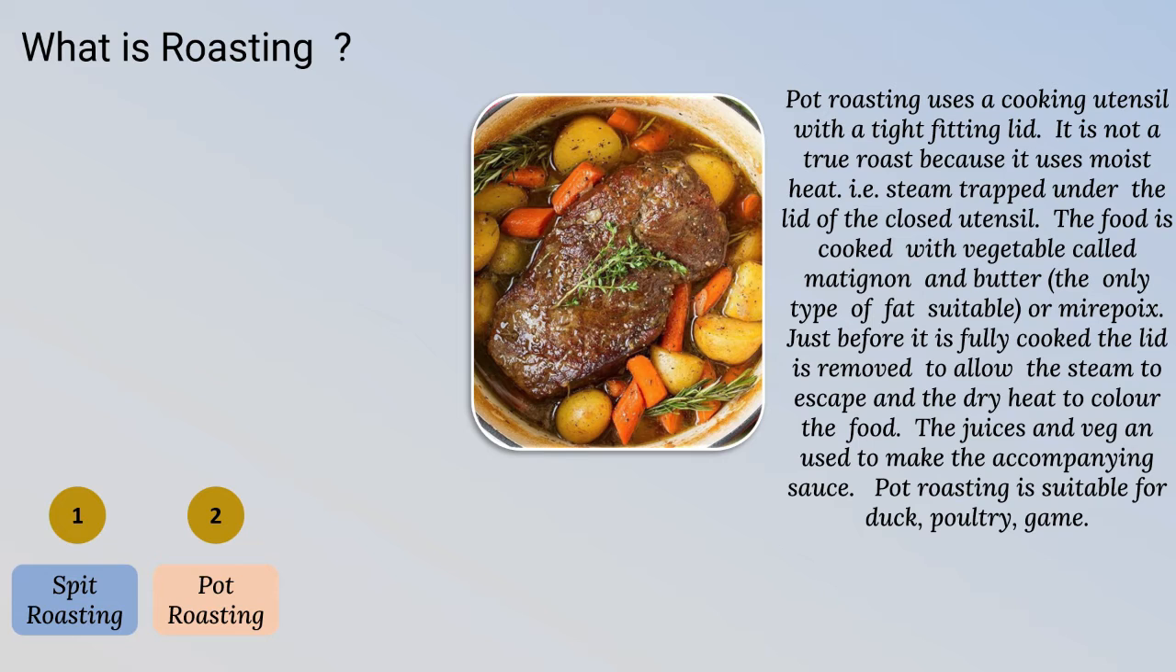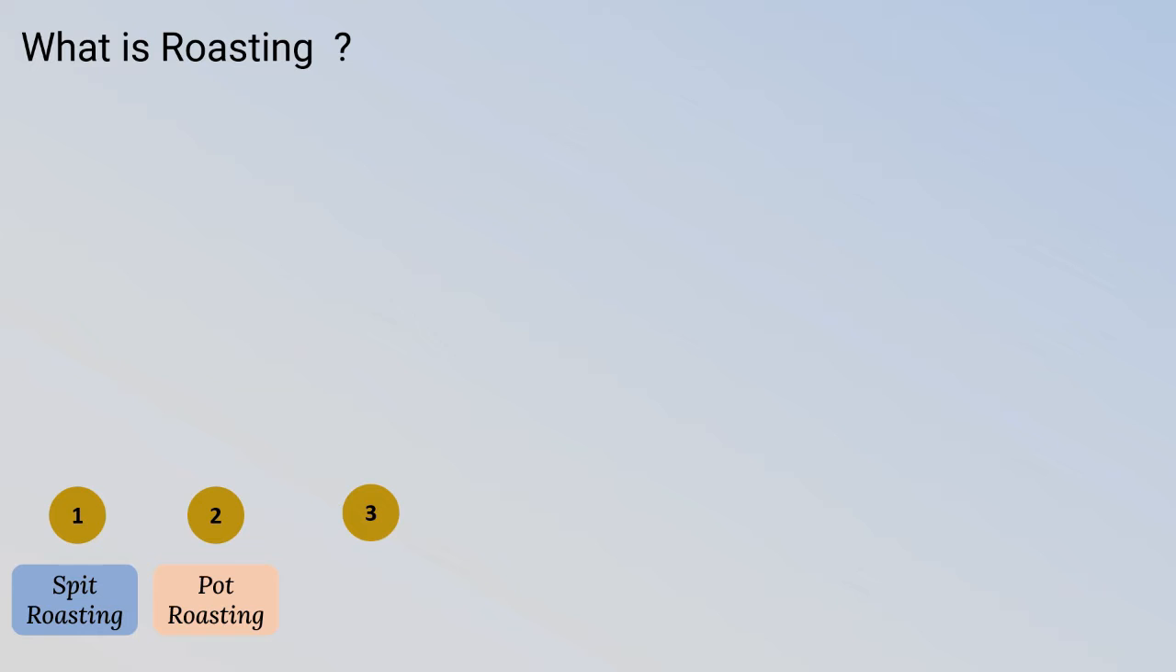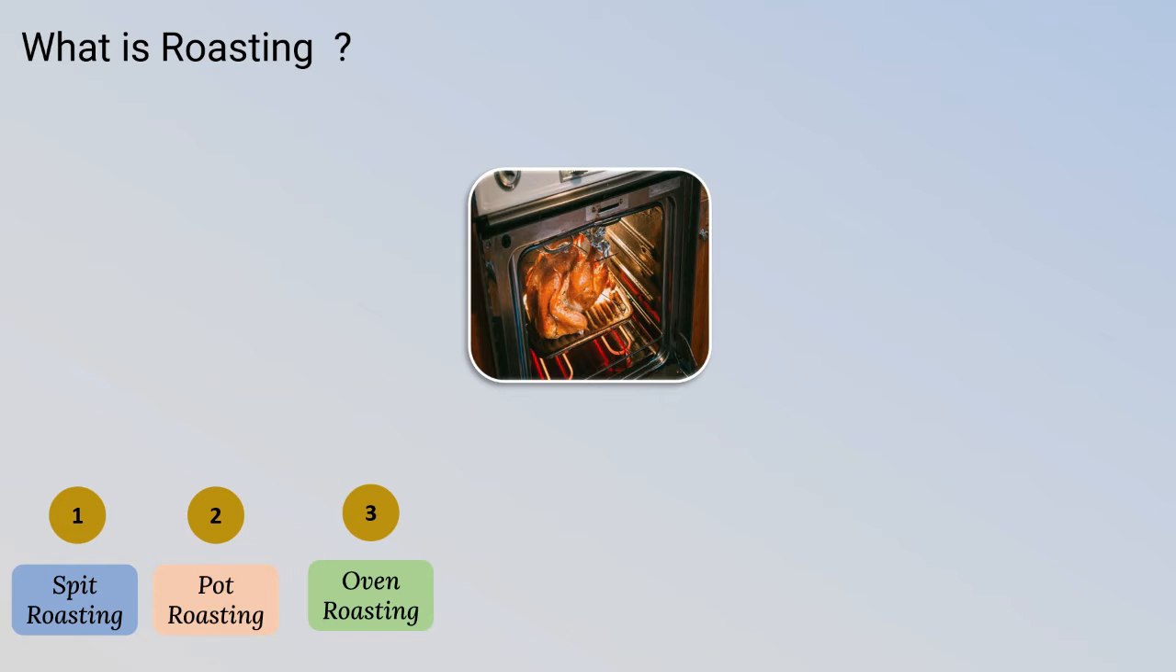Clear? So we have clarified about the spit roasting and pot roasting. Now we'll discuss the third one, oven roasting. From the name it is very clear and the definition also you have mentioned that it is cooked in the oven. It is looking like this. You need to have one oven and we can see the product is getting roasted inside.